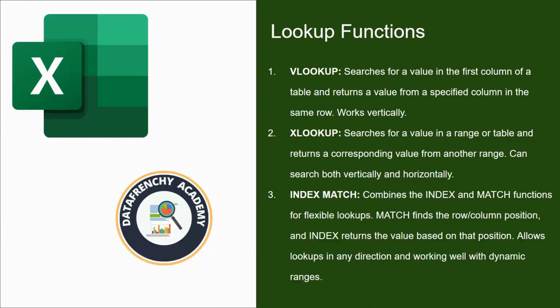In this video, we'll be looking at lookup functions in Excel. First one up is VLOOKUP, which searches for a value in the first column of a table and returns a value from a specified column in the same row, and it works vertically. XLOOKUP searches for a value in a range or table and returns a corresponding value from another range, and it can be searched both vertically and horizontally.